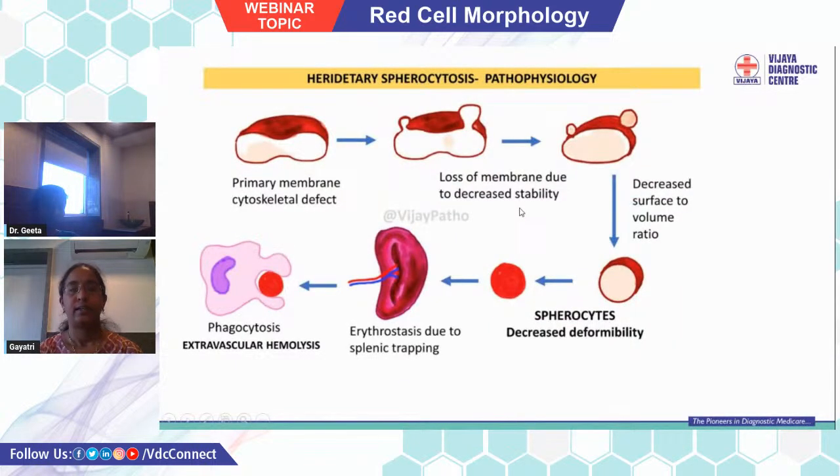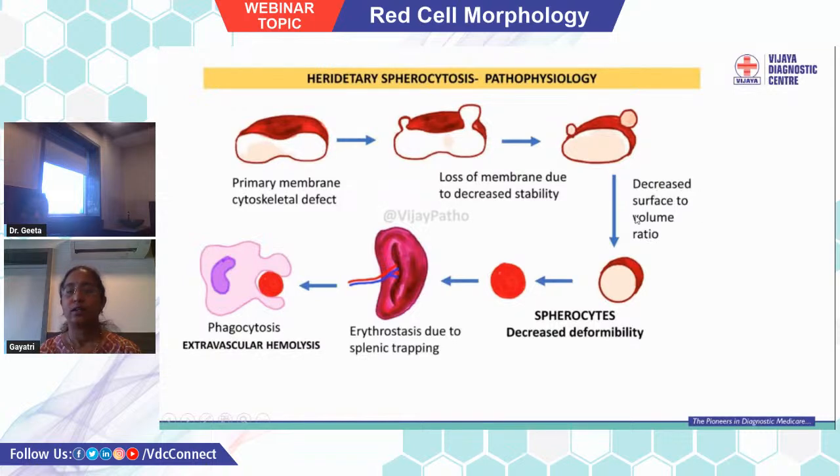A little bit of pathophysiology of hereditary spherocytosis. As we know, the red cell has a phospholipid bilayer membrane, and internal to it is a cytoskeleton. The main component of the cytoskeleton is spectrin. Any mutation in this spectrin may lead to membrane loss and decreased stability. Due to this decreased stability, the surface to volume ratio will decrease. So the cells become more spherical and get stagnated. They cannot pass through the small venules within the splenic blood vessels. So they get stasis, and later they are phagocytosed by the splenic macrophages, resulting in extravascular hemolysis.